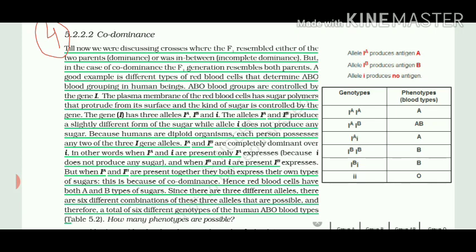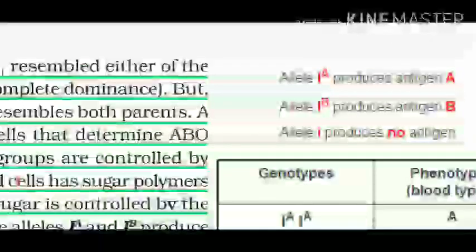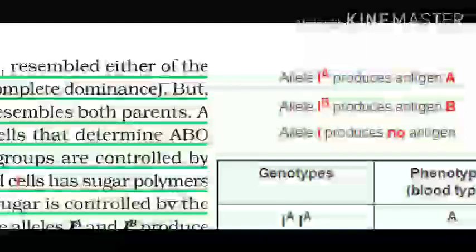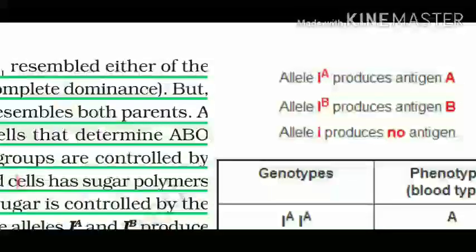So there are 3 different kinds of alleles, I am repeating: capital IA, capital IB and small i. Their combination results in different blood groups. How many total genotypes are there? They are 6. But how many blood types are there? Only 4.